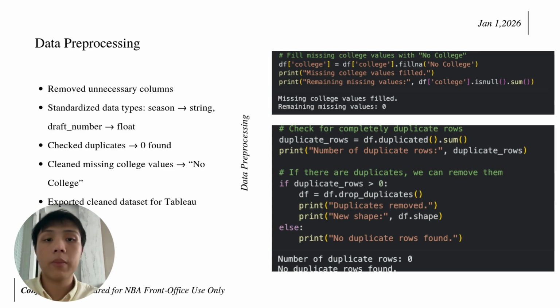Missing college values were labeled as no college, while undrafted players were retained as NaN values to allow fair comparison of drafted versus undrafted players. Finally, the clean dataset was exported as NBA data clean CSV for use in Tableau. These preprocessing steps ensure the accuracy of calculated fields and aggregation, allowing the dashboard to function reliably while delivering trustworthy insights to front office personnel.